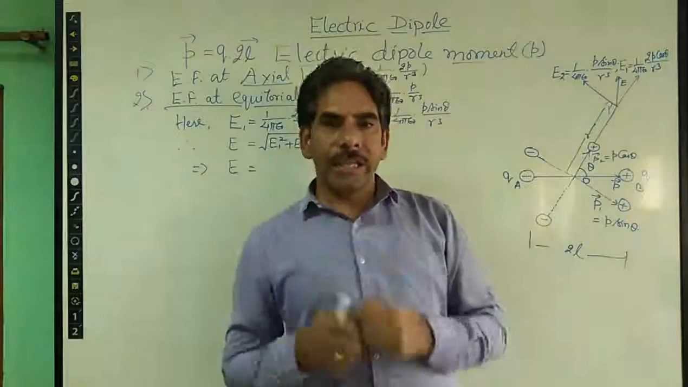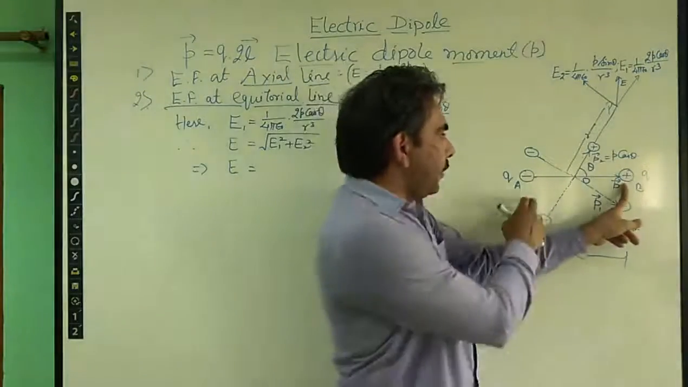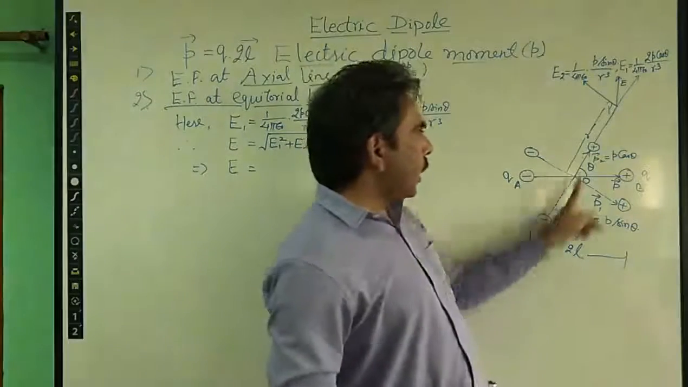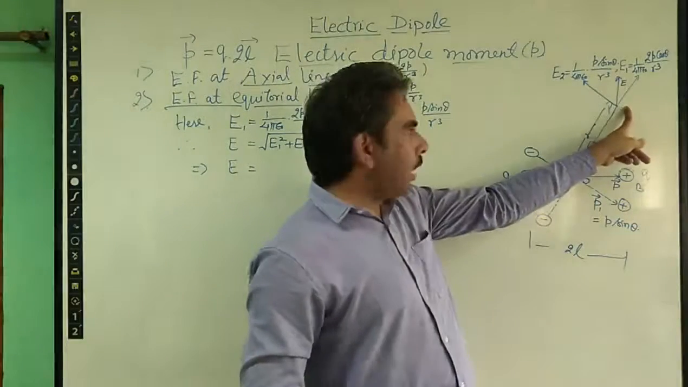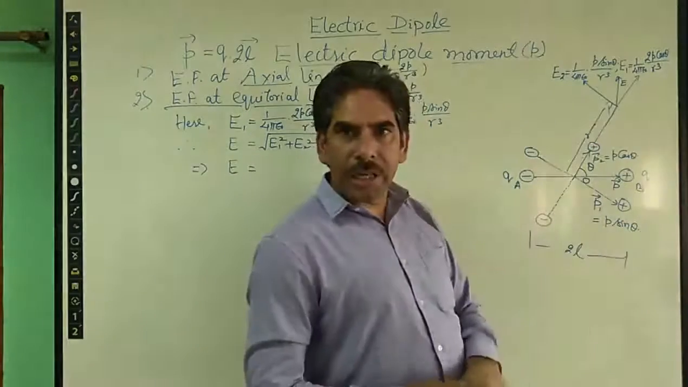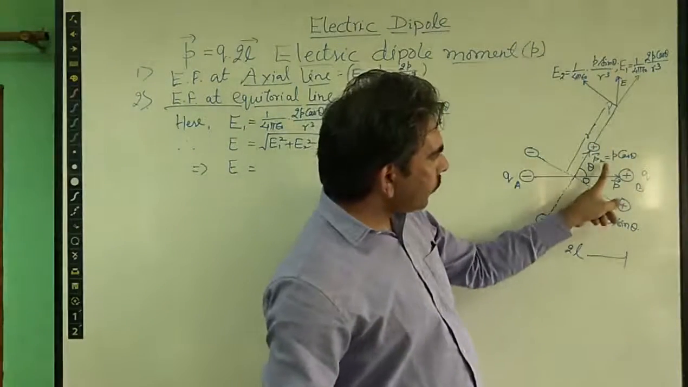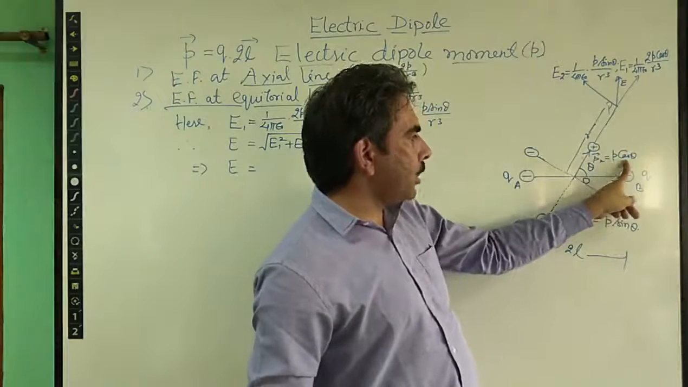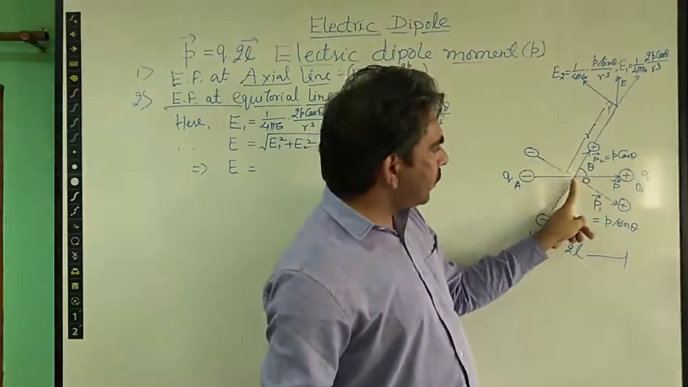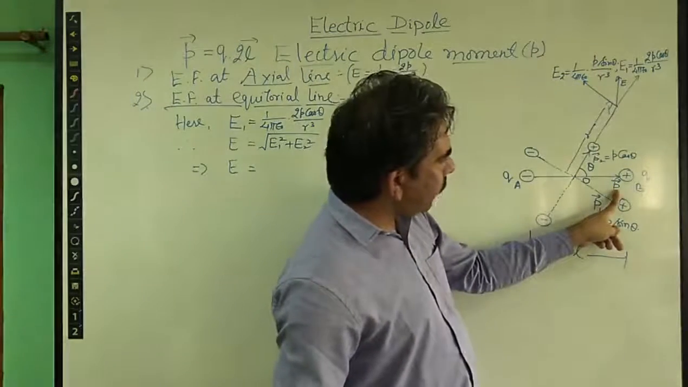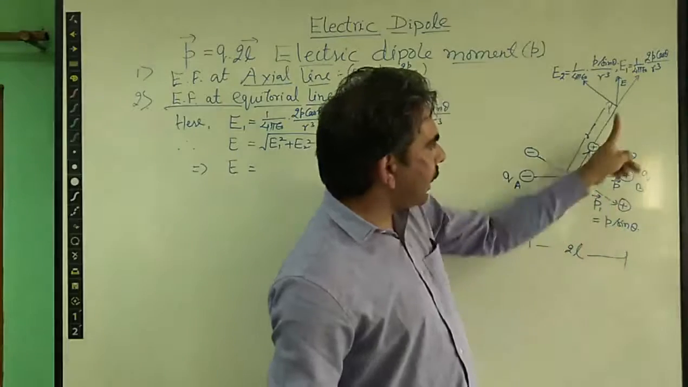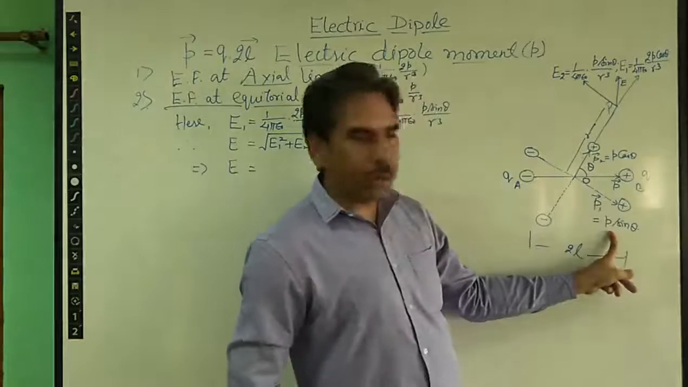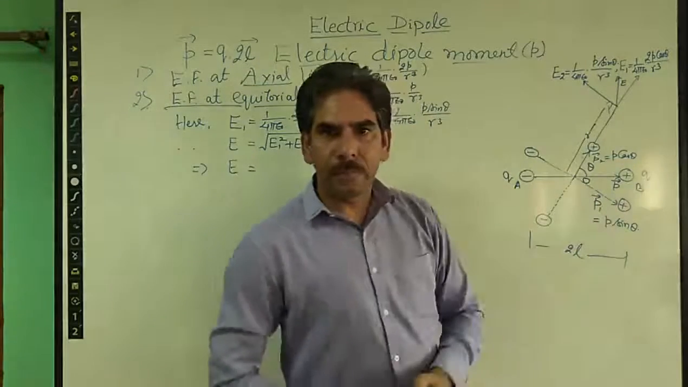In other words, the dipole moment of the given dipole is resolved into two mutually perpendicular components, one along the line towards point P and one in a perpendicular direction. The one along this line I am representing as P cos theta. If this angle is theta, the component of the dipole moment along this line is P cos theta, and the other component is P sin theta. Together they give the resultant P.